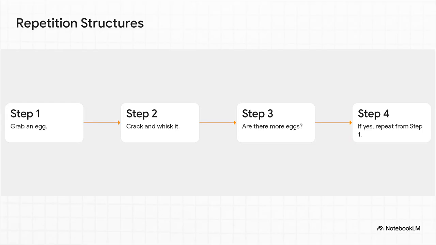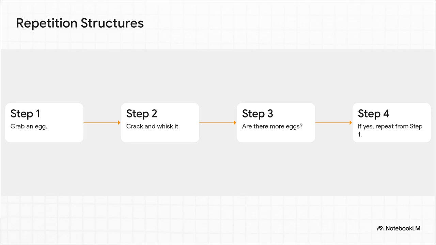But what about when you have to do something over and over and over again? Well, that's what a repetition structure or a loop is for. I mean, imagine you have to crack a dozen eggs. You're not going to write crack an egg 12 times in your recipe. That would be insane. Instead, you just create a loop. You say, as long as there are more eggs in the carton, repeat these steps. Grab egg, crack egg, whisk egg.